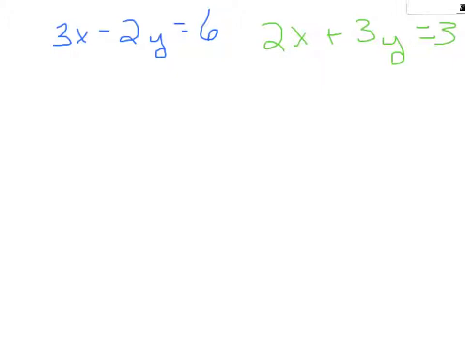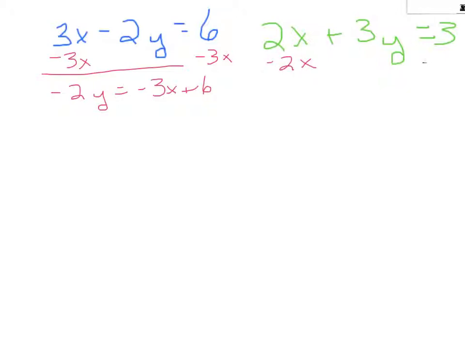We want our y values on the left, so we basically subtract 3x from both sides, and we get minus 2y equals minus 3x plus 6. And then on the right equation, we want our y's on the left, so we subtract 2x from both sides. And we get 3y equals negative 2x plus 3.